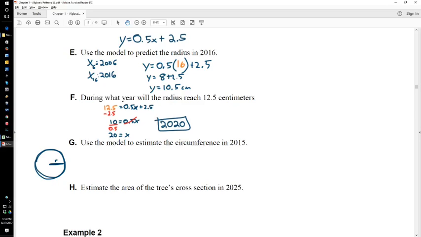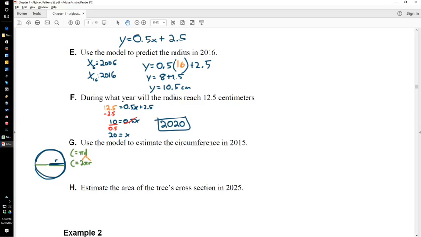And the equation for circumference equals pi times the diameter, which, if you recall, is 2 radii. So we're basically going to go C equals 2 pi r, because the diameter is 2 times r. So first we've got to find the radius, then we use that to find the circumference.